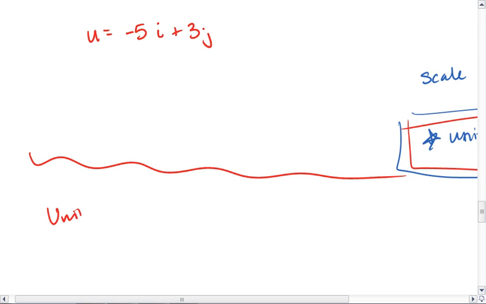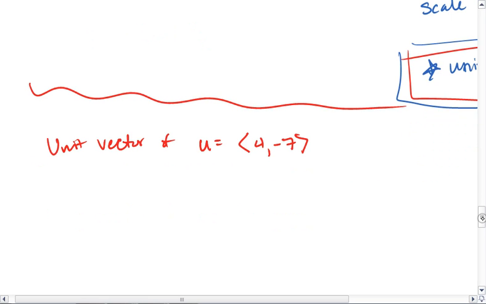Alright, if you really want to, let's look at just one more example. Go ahead and find the unit vector of u, which is going to be, I don't know, 4, negative 7. Try this on your own for a moment, and also try to write it as a linear combination. Pause and then resume when you're ready to see the solution.